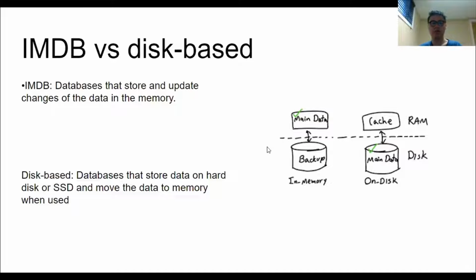Hello, everyone. Before we start talking about in-memory database performance, let's talk about in-memory databases versus disk-based databases. First, in-memory databases are databases where you store and update changes of the data in the memory. So you can see from the graph using the main data. While disk-based databases instead have the data in disk, and you move that data from disk into RAM to do the operations.